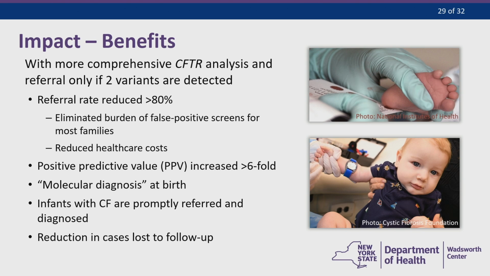Just to summarize, the benefits with more comprehensive CFTR analysis and referral only when 2 variants are detected, we've reduced our referral rate by more than 80%. We've eliminated the burden of false positive screens for most families, and this is associated with reduced healthcare costs. Our positive predictive value is increased more than 6-fold. These babies essentially have a molecular diagnosis at birth. When they're first presenting to their CF center, they know what the variants are.